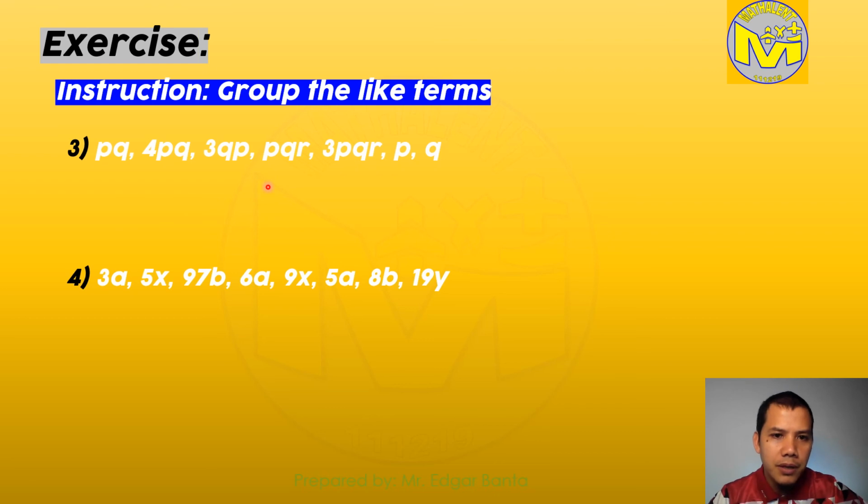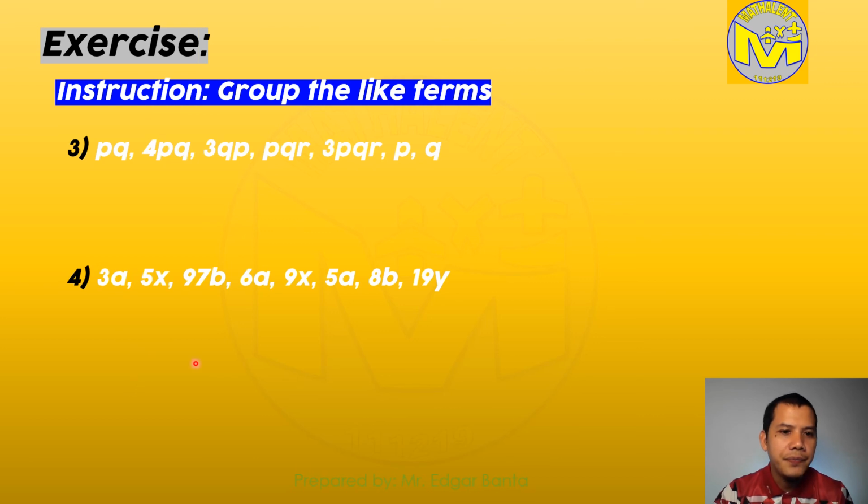The next group is the group of PQR. PQR, okay? PQR, and 3PQR. Number 4. How many terms? Count. 1, 2, 3, 4, 5, 6, 7, 8 terms again. So, what are the groups? We have A, X, B, and Y. So, of course, it is A first. So, group of A, we have 3A, we have 6A, we have 5A.